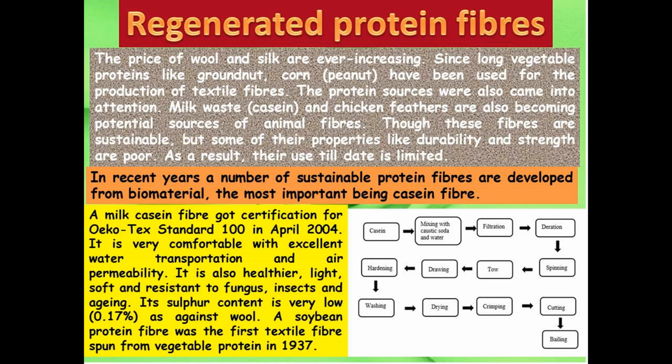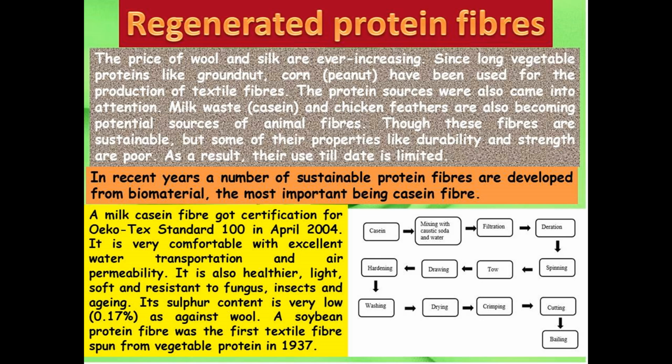In recent years, a number of sustainable protein fibers have been developed from biomaterial. Most important is the casein fiber. A Amicor casein fiber got certification for Oeko-Tex Standard 100 in April 2004. It is very comfortable with excellent water transportation and air permeability. It is also healthier, light, soft and resistant to fungus, insects and aging. Its sulfur content is very low, only 0.17% as against that of wool. A soybean protein fiber was also the first textile fiber from vegetable origin, in 1937.